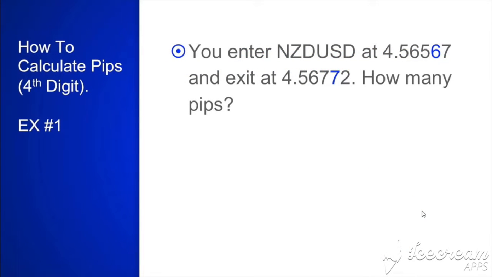How do you actually calculate them? Remember, the pip is the fourth digit. So here's a scenario. You enter NZD/USD at 4.56567 and exit at 4.56772. How many pips did you gain or lose?